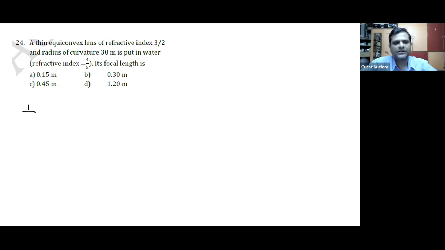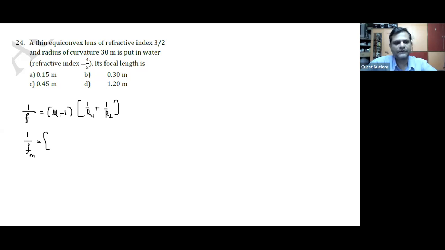What does the lens maker's equation say? 1 upon f is going to be (mu minus 1) into (1 upon r1 plus 1 upon r2). But if the same lens is put in water or any other medium, then 1 upon fm will be the same with mu replaced by the relative refractive index.